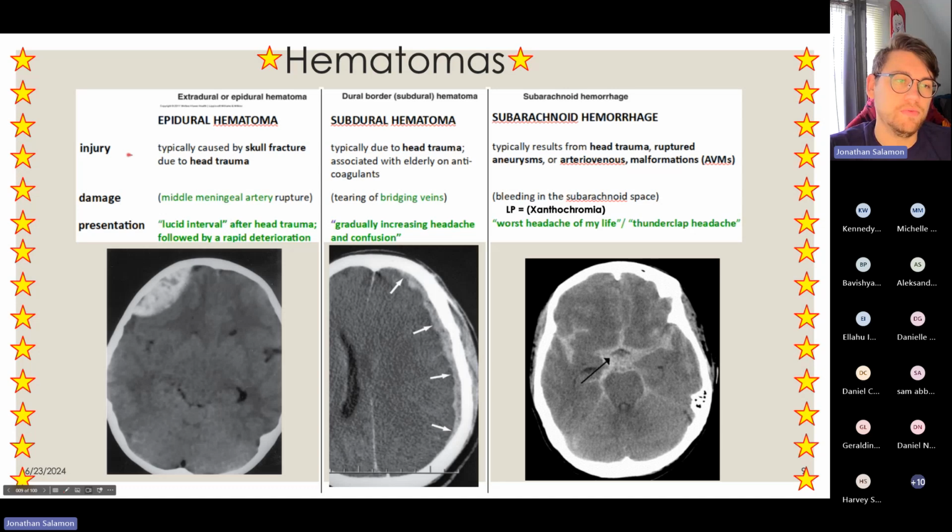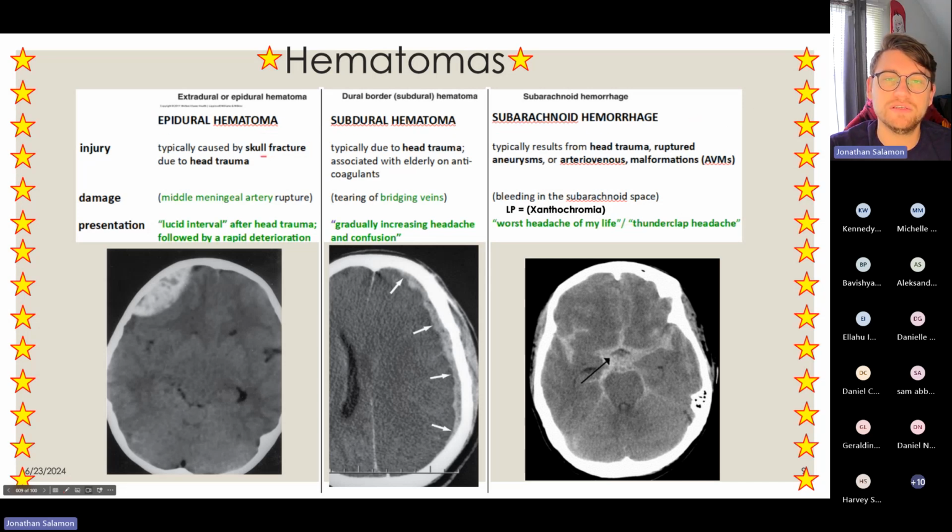You super duper cannot stress enough need to know all these buzzwords. When you see one of these questions, you should roll your eyes because you're asking why are they giving us these stupid simple questions, right? Lucid interval, epidural hematoma. Bridging veins, subdural hematoma. Thunderclap headache, subarachnoid, right? Know what causes them.